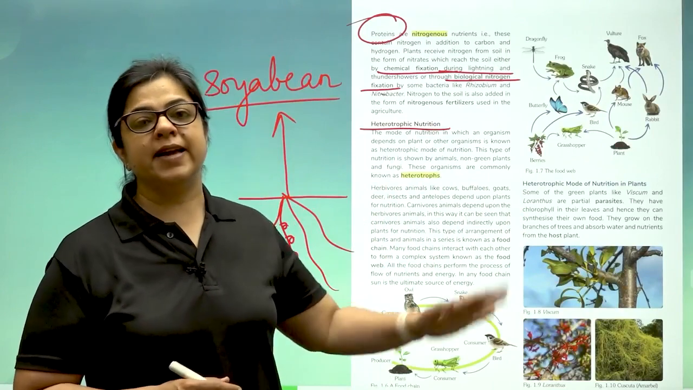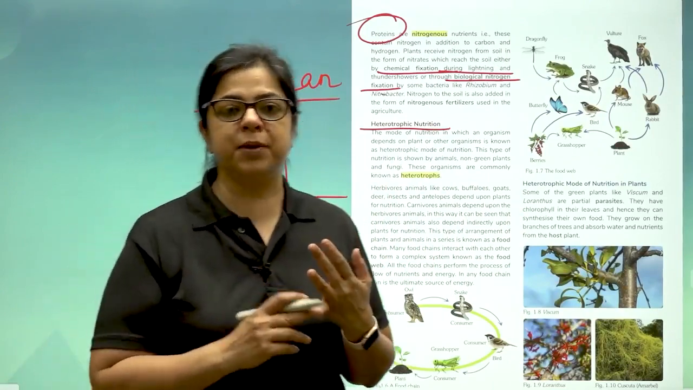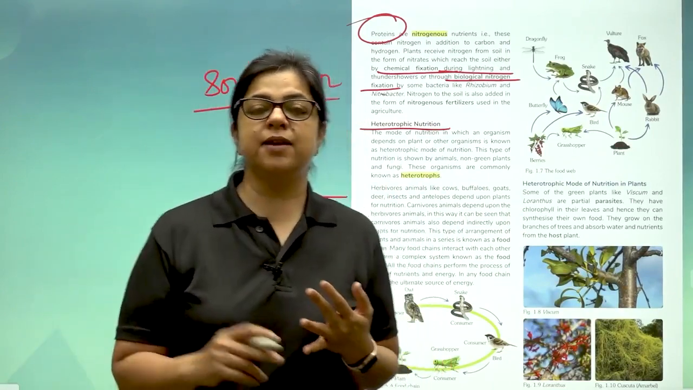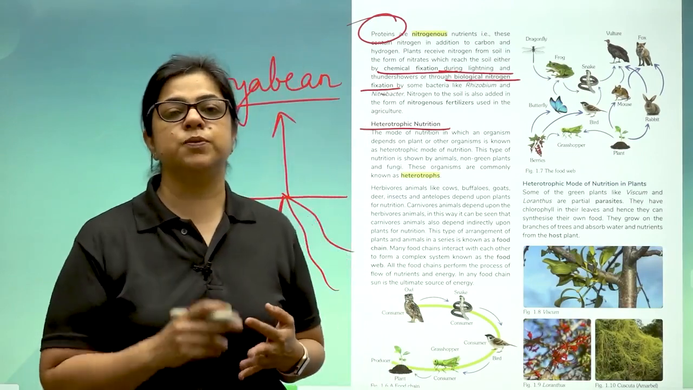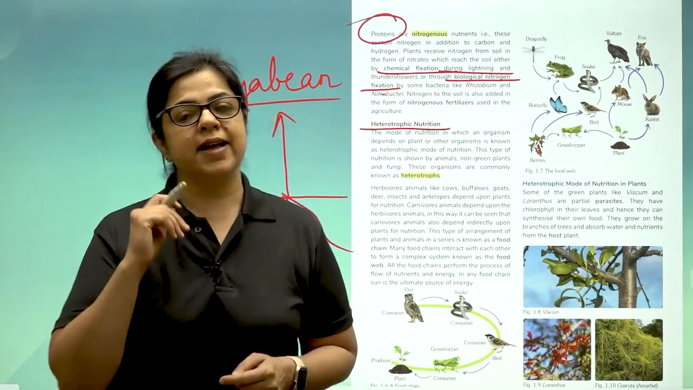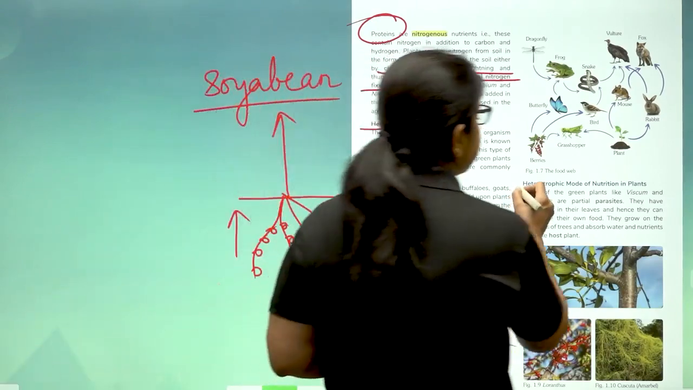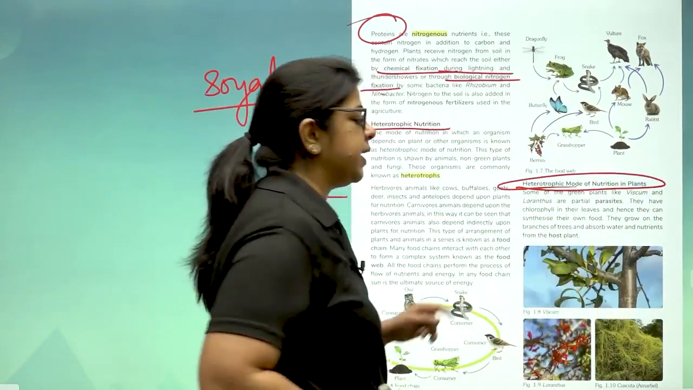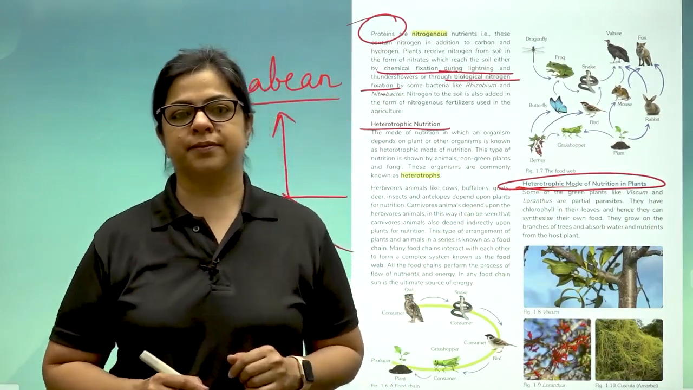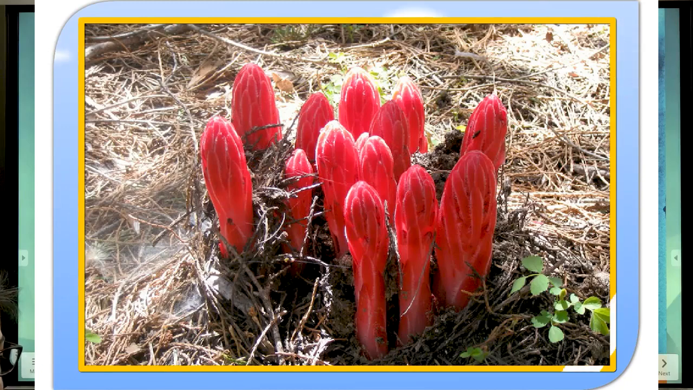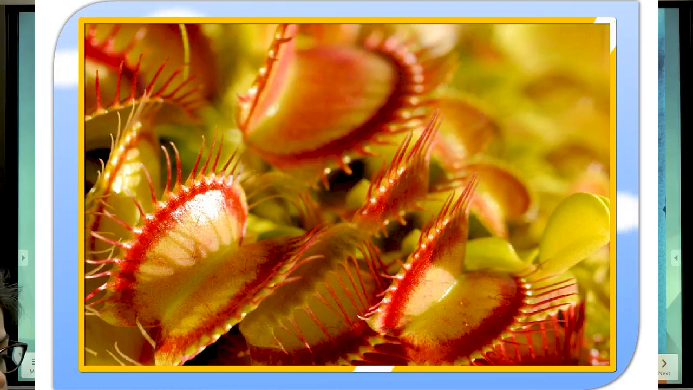So we know that in the animal world, there are herbivores, which are grass-eating animals, carnivores that eat other animals, and omnivores which eat both plants and animals. But what is a heterotrophic mode of nutrition in plants? Let us understand through these videos. Some plants exhibit heterotrophic nutrition. Let us learn about some modes of heterotrophic nutrition.